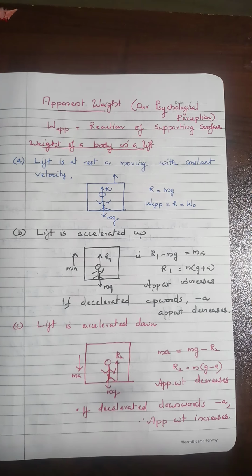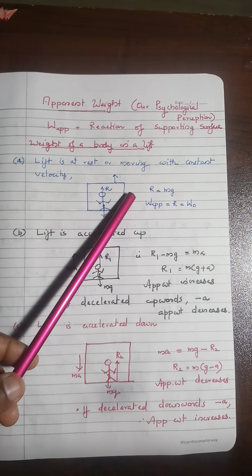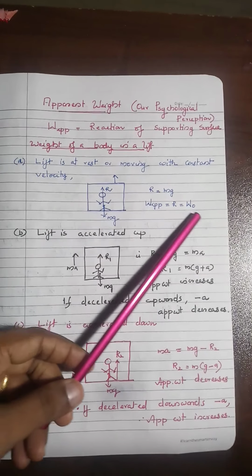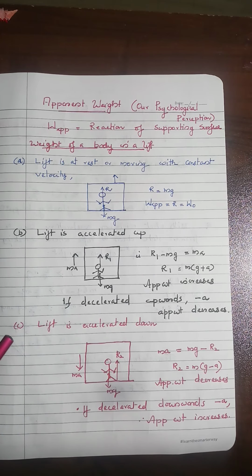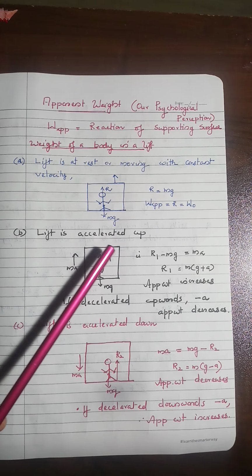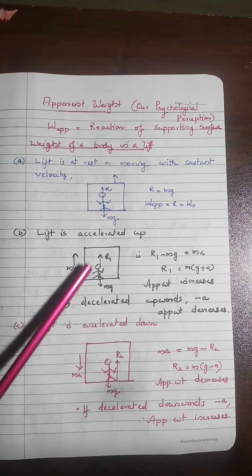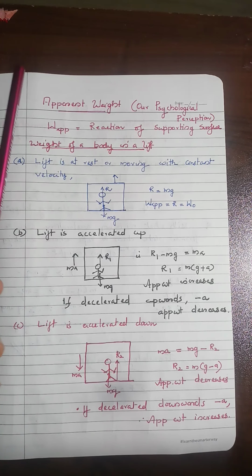So we can go through the different aspects. The first one: the lift is at rest or moving with constant velocity. That means the reaction is nothing but the weight. So the apparent weight becomes the weight itself. There is no change. But if the lift is accelerated upward, the net force is acting upward.